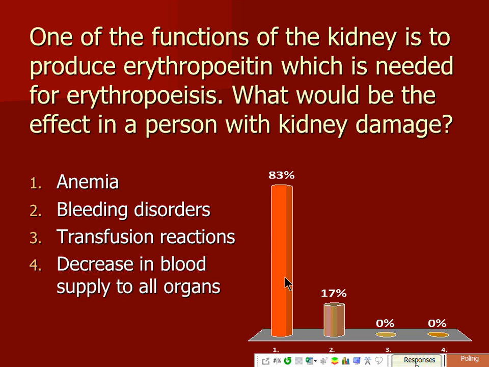Erythropoiesis is production of red blood cells. So if the erythropoietin is not produced, red blood cells will not be produced properly, so the person will have anemia. In fact, when a person is on dialysis, obviously it means the kidney is not functioning. They usually are anemic and they have to be given synthetic erythropoietin.